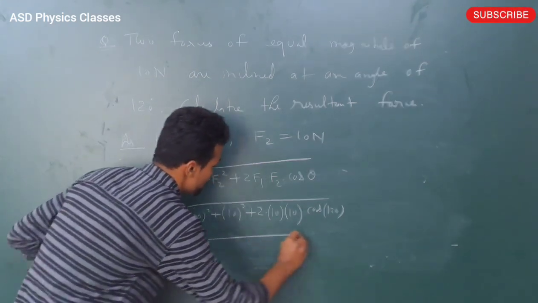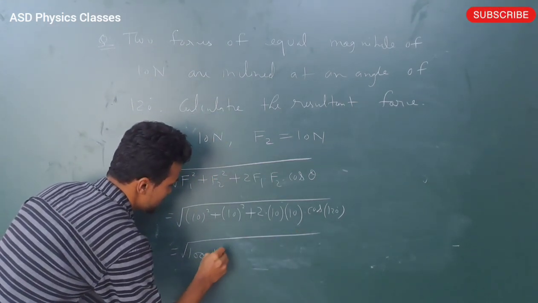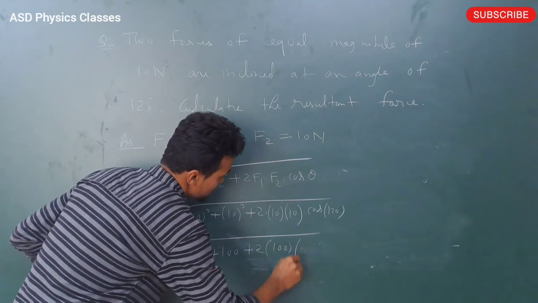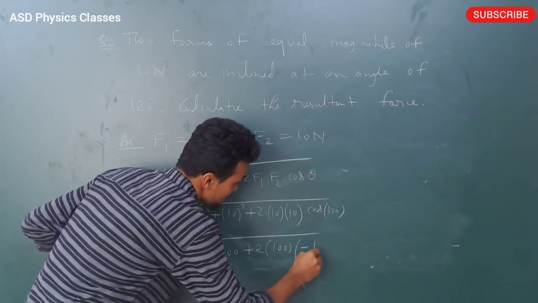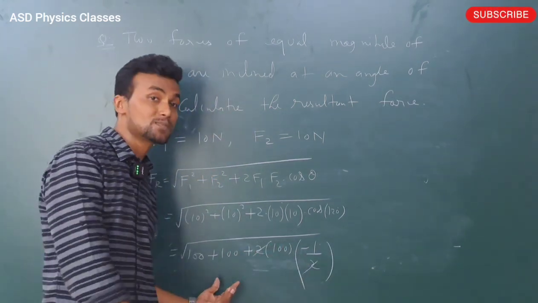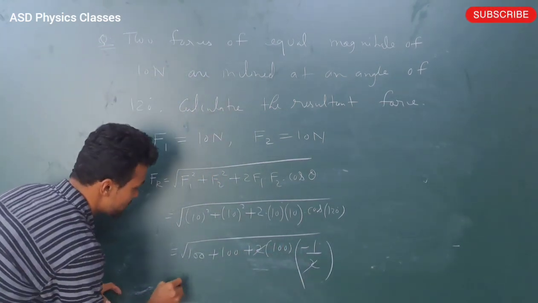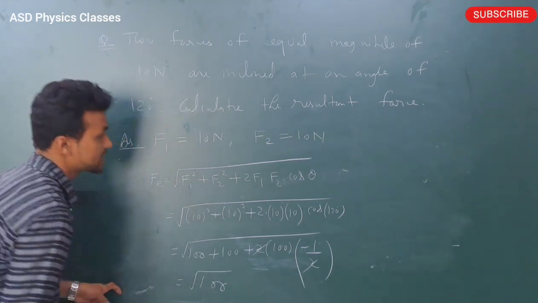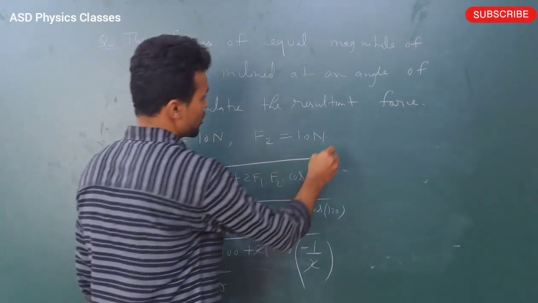So I will write here, this will become 100 plus 100 plus 2 into 100 and this cos 120 value will be minus 1 by 2, right? So this 2 and 2 will cancel out. Here minus 100, here plus 100. So again it will be left with root 100. And here the answer will come 10 Newton. So this is our somewhat long method.